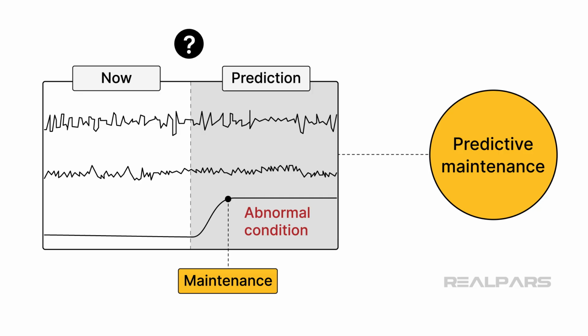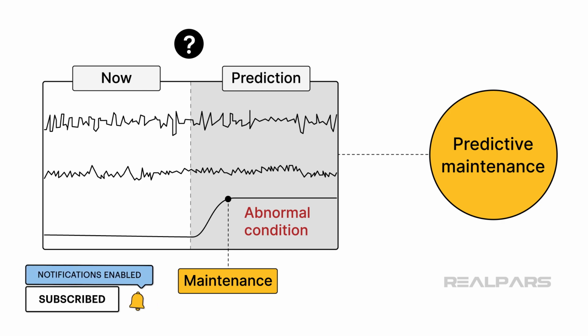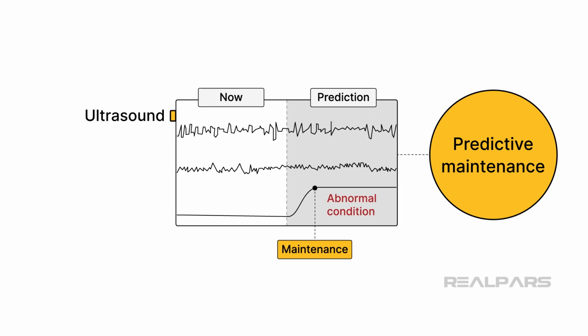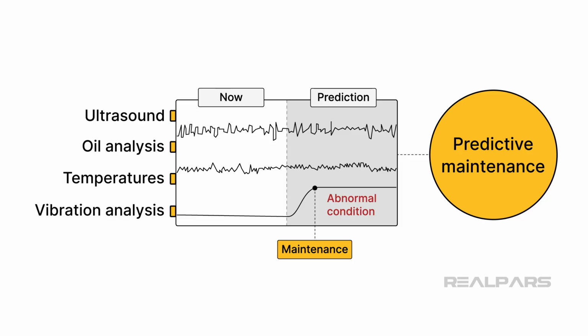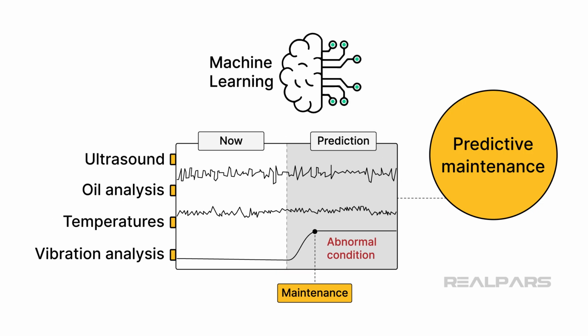So how do we obtain the indicators suggesting that maintenance is required? The idea is to obtain the key data of the machine that could help us to anticipate the failure. In predictive maintenance, there are several methods, like ultrasound, oil analysis, temperatures, and vibration analysis. Moreover, if the use of these key features is not enough, this is where machine learning comes into the picture. Machine learning refers to the use of algorithms and statistical models to analyze historical and real-time data from sensors and other sources to predict equipment failures or degradation before they occur.